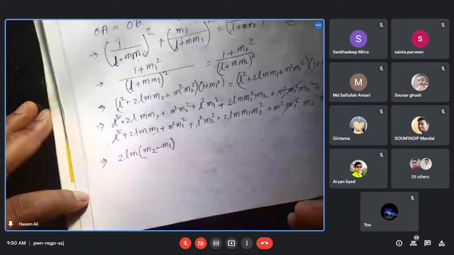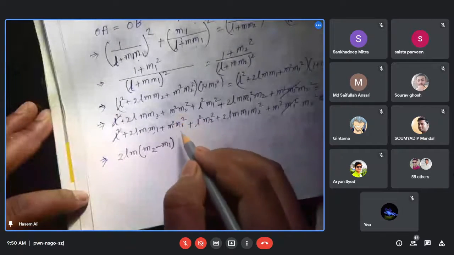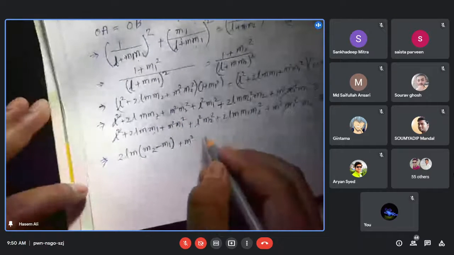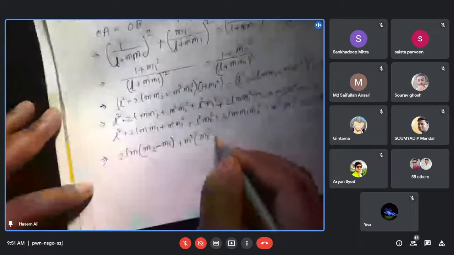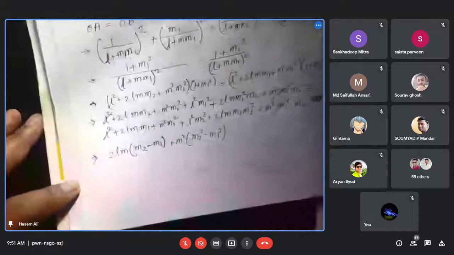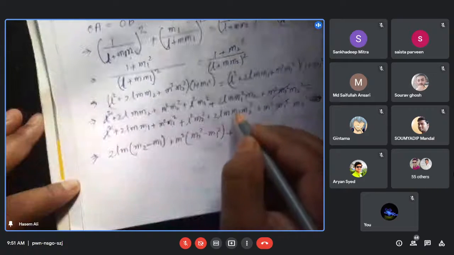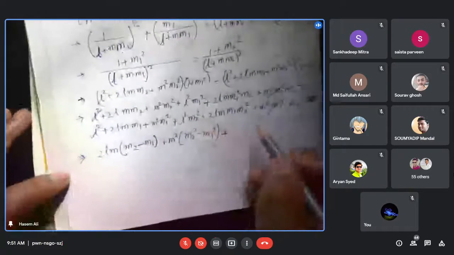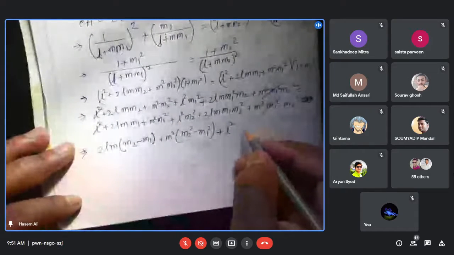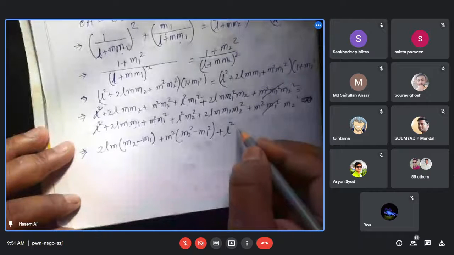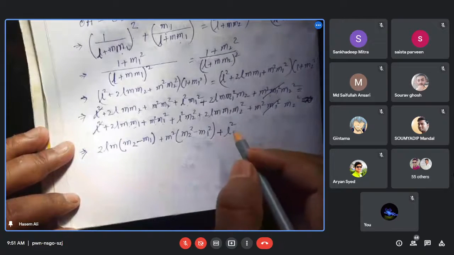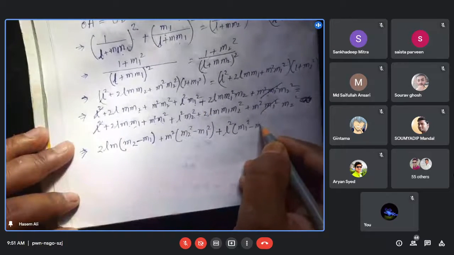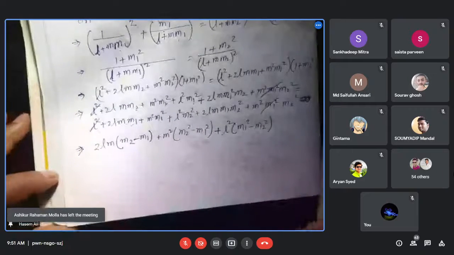Now from this part, m square m2 square and m square m1 square. If we take common m square, then this will be m2 square minus m1 square. Okay. From these two parts, L square m1 square and L square m2 square. If we take common L square, then this will be m1 square minus m2 square. Okay.